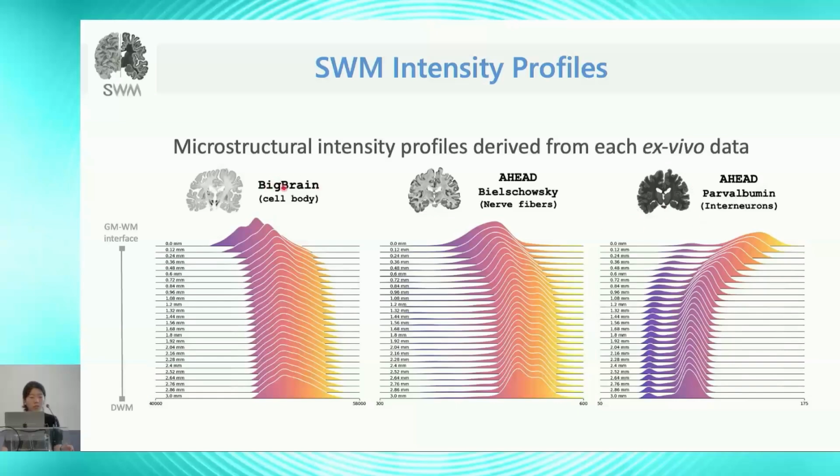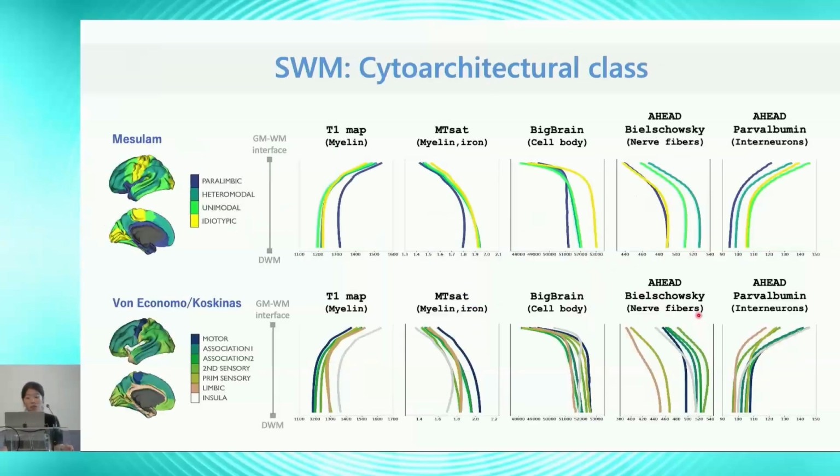Since BigBrain captures cell bodies, we observe distinct changes between 0 millimeter to 0.6 millimeter. But the nerve fibers and interneuron stains from the AHEAD dataset show more pronounced intensity changes between 0 millimeter to 2 millimeter in depth. And next, we examine intensity changes related to cytoarchitecture classes of gray matter, which describe the cellular composition and structural characteristics of cortical regions.